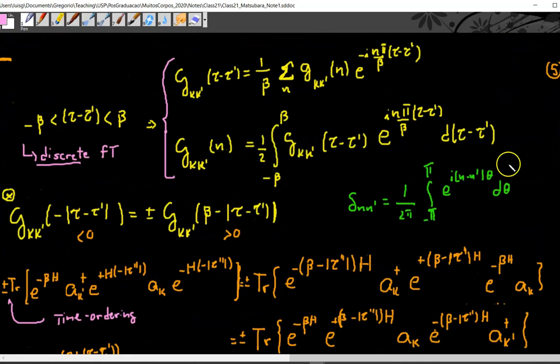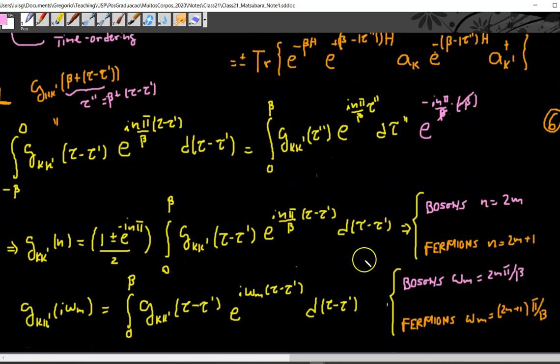All right, so now I got this integral. There's this factor of 1/2 there that I still need to keep. But it would be 1 plus or minus e to the minus i n pi times this integral from 0 to beta of g k k prime. The dummy variable here could be time tau double prime or whatever. But that's the integral we have to evaluate.